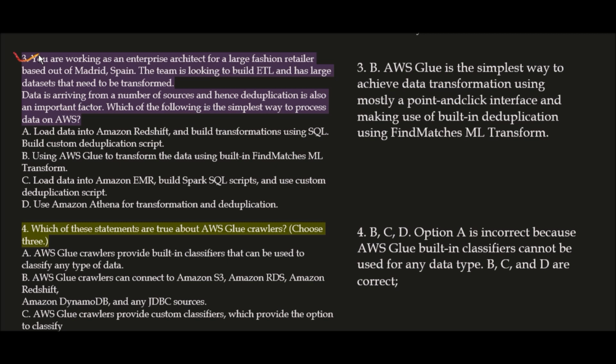Option C. Load data into Amazon EMR, build a Spark SQL script and use custom deduplication script. Option D. Use Amazon Athena for transformation and deduplication. Okay, so the correct answer of this question is option B. AWS Glue is the simplest way to achieve data transformation using mostly a point and click interface and making use of built-in deduplication using the FindMatches ML transform. Okay, next question.